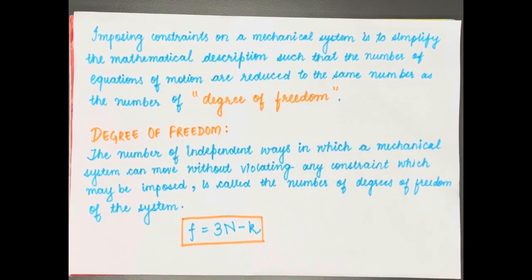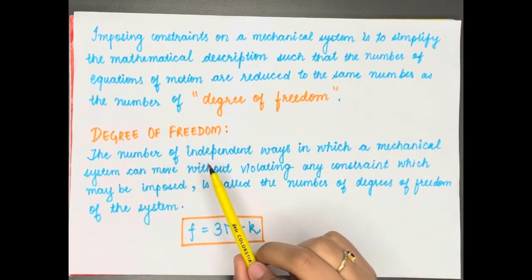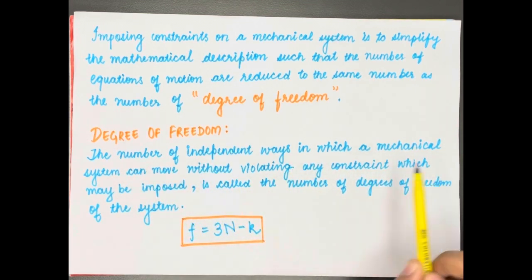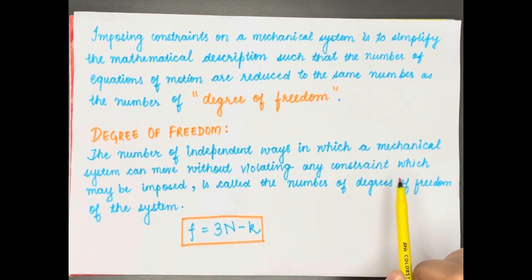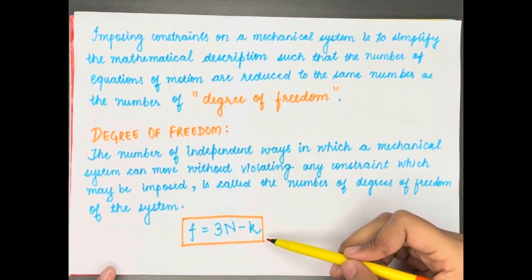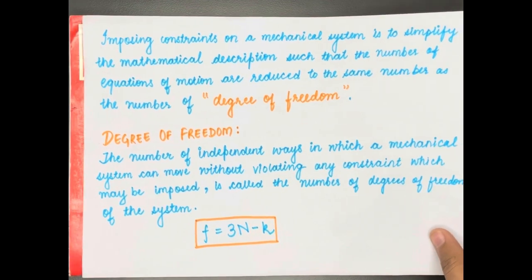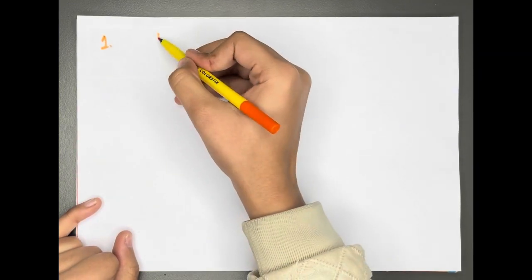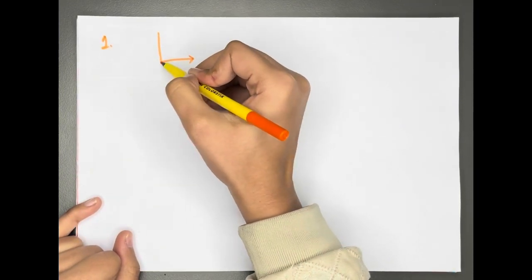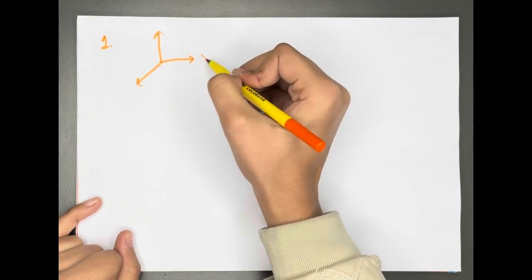Now, what is degree of freedom? Degree of freedom is the number of independent ways in which a mechanical system can move without violating any constraint which may be imposed. So I will come back to this formula a little later. Let us try to understand this. Suppose we have a particle number 1. It can move in three possible directions, that is x, y, and z.